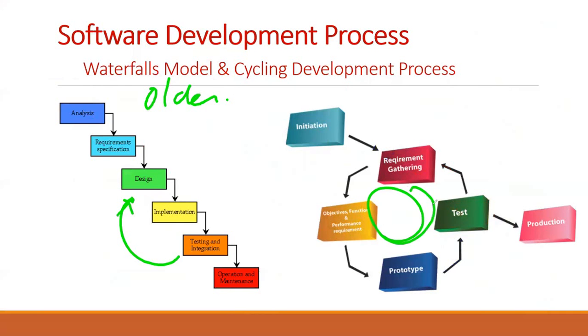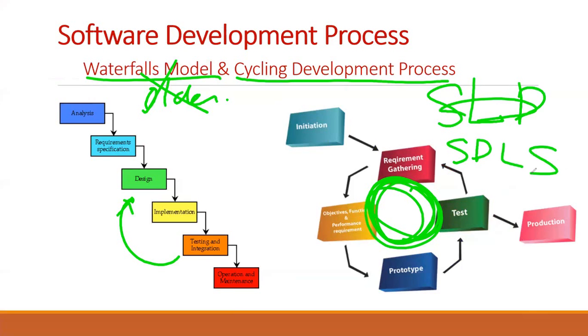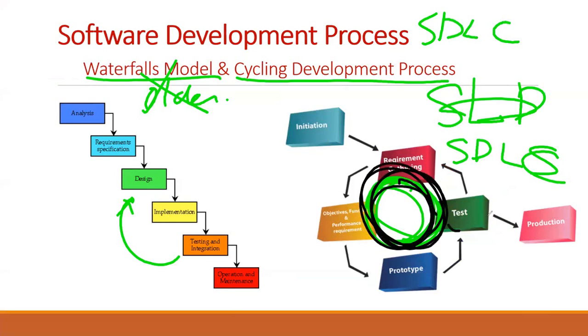Nowadays, nobody actually does a 100% waterfall model. So it becomes a cycling model, called the software design life cycle, SDLC. You go through many iterations until there's a good version, and you decide, okay, let's roll it out to production.